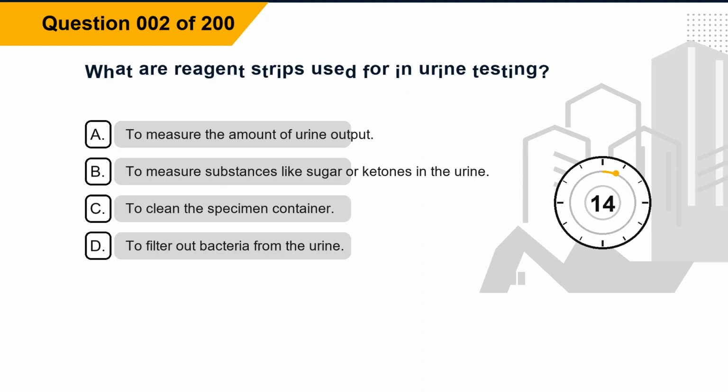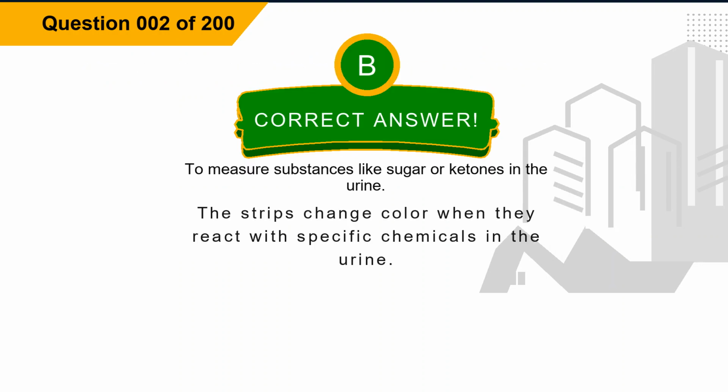Question 2. What are reagent strips used for in urine testing? Option A, to measure the amount of urine output. Option B, to measure substances like sugar or ketones in the urine. Option C, to clean the specimen container. Option D, to filter out bacteria from the urine. The correct answer is option B, to measure substances like sugar or ketones in the urine. Explanation. The strips change color when they react with specific chemicals in the urine.